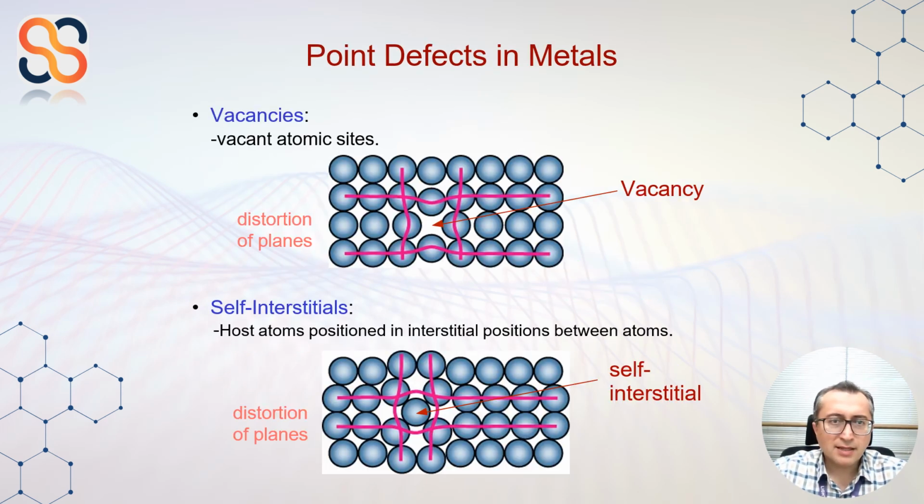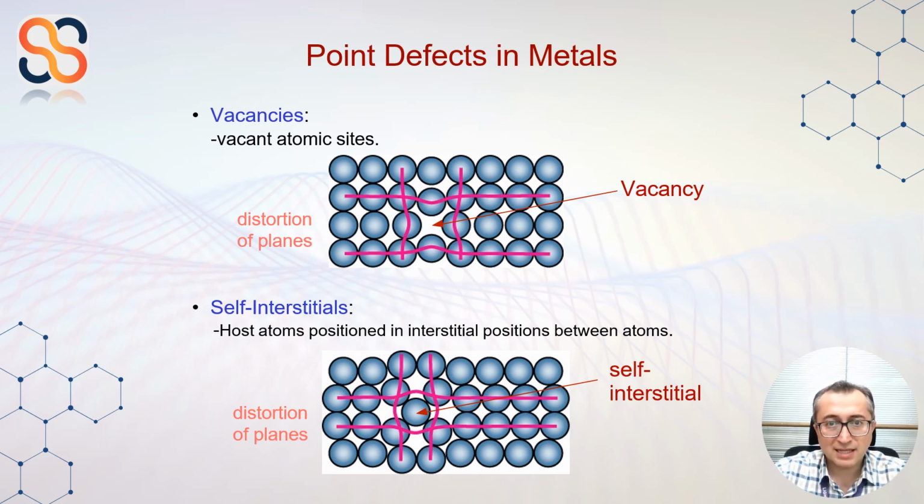Well, now let's talk about point defects in metals, which are the simplest form of imperfections but can have a significant impact on material properties. First, we have vacancies. They are simply vacant atomic sites in the crystal lattice. When an atom is missing from its normal position, it creates a vacancy.